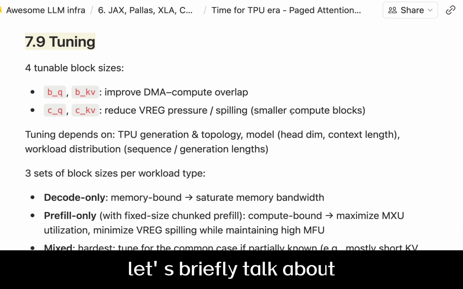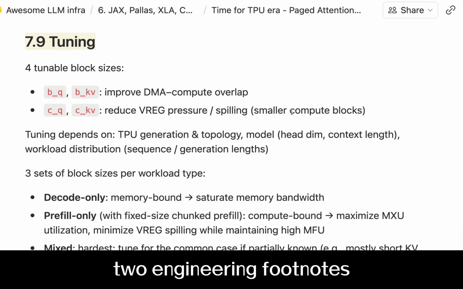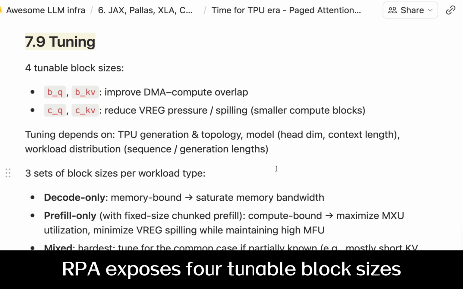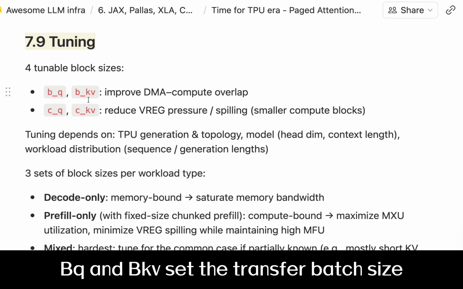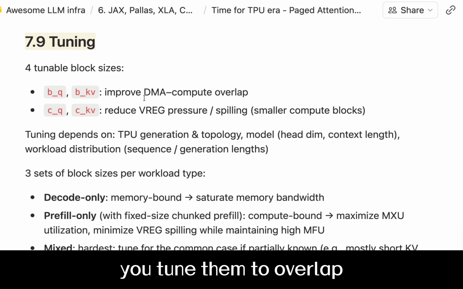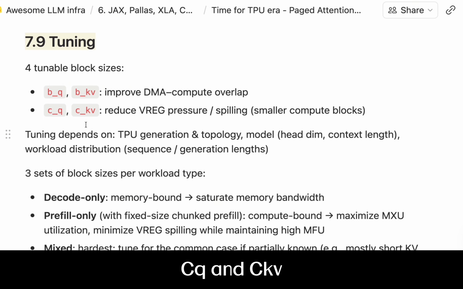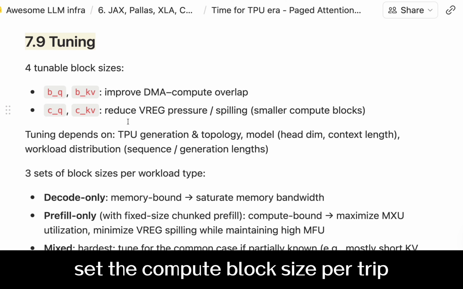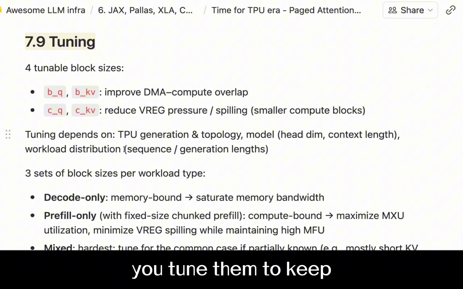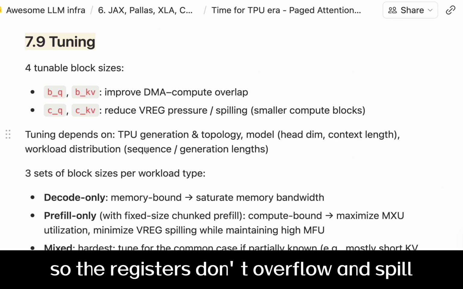Let's briefly talk about 2 engineering footnotes. First, tuning. RPA exposes 4 tunable block sizes. BQ and BKV set the transfer batch size. You tune them to overlap DMA and compute more tightly. CQ and CKV set the compute block size per trip to the machine. You tune them to keep VREG pressure down so the registers don't overflow and spill.